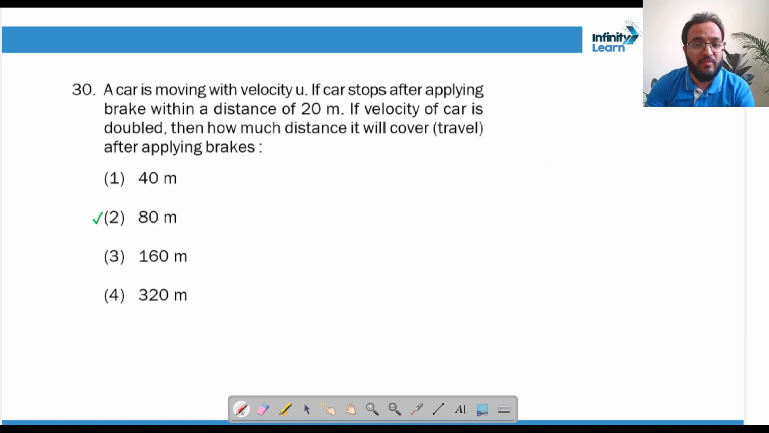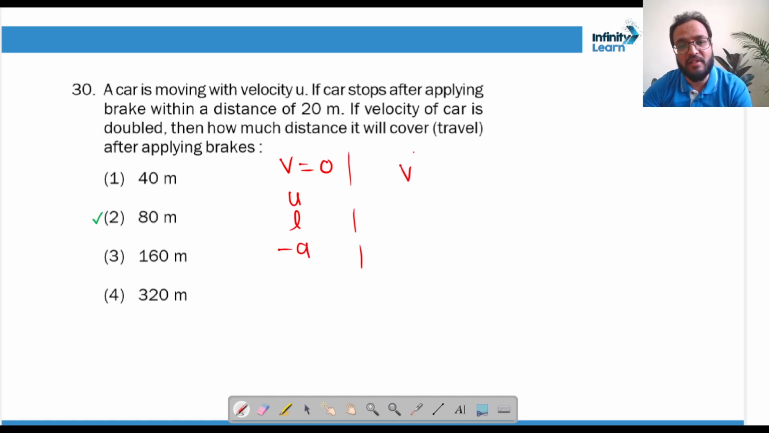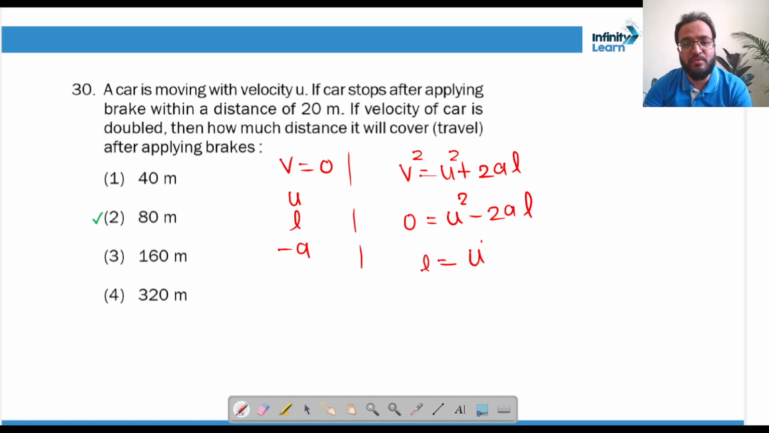Now, a car is moving with an initial velocity u. The car stops after applying brake over a distance of 20. See, final velocity is 0, initial velocity is u, the distance is L, and retardation is minus a. So V square equals u square plus 2aL, 0 equals u square minus 2aL. So technically L is u square by 2a, right?